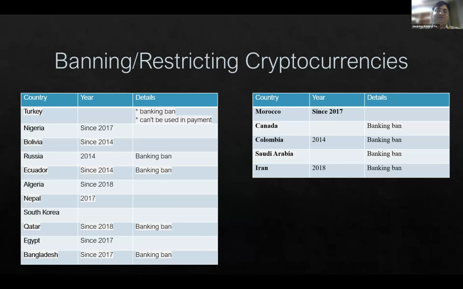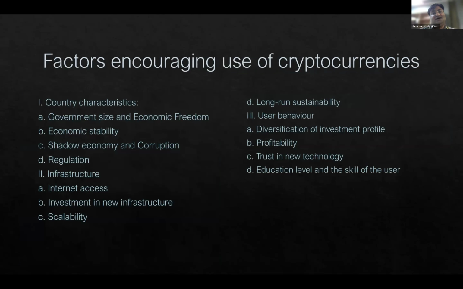Turkey recently came across a law, yet to be passed, in favor of banning cryptocurrency trade, banking, and cryptocurrency wallets as well. Nigeria, since 2017, has had a negative policy towards it. The same goes for Bolivia, which has an unfavorable policy. Russia has a banking ban. Ecuador has a banking ban. Qatar and Bangladesh have a banking ban. So more or less, there are not very favorable cryptocurrency policies. Governments have their own reservations about policies.